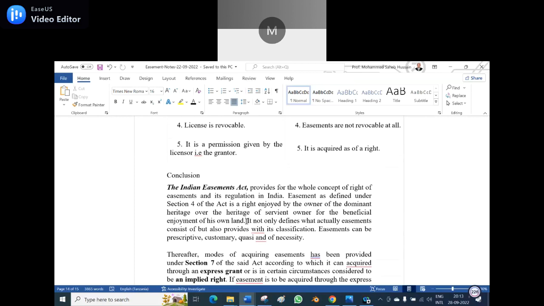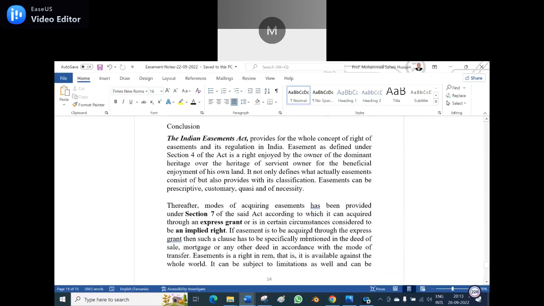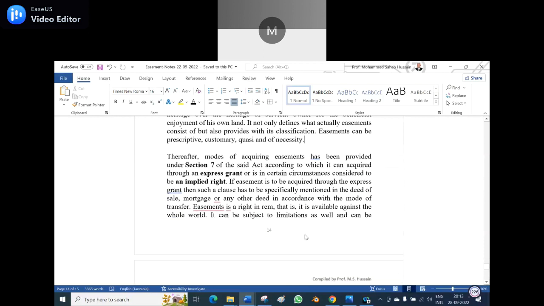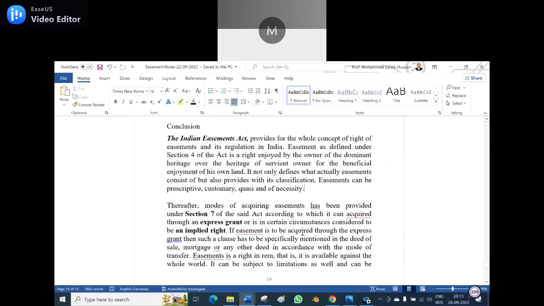It not only defines what easement actually consists of, but also provides its classification. Easement can be prescriptive, and we have seen the different types of easement: prescriptive, customary, quasi, and necessity. And we also saw the modes of acquiring easement, which we studied in the earlier classes. The modes of acquiring easement are provided under Section 7. What is easement is given in Section 4.